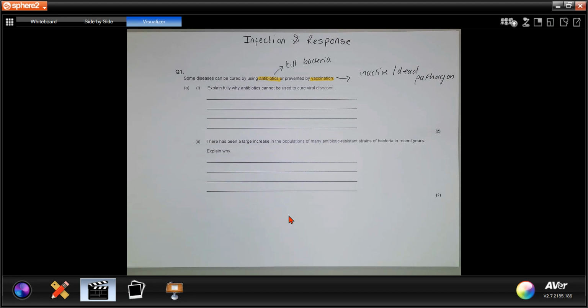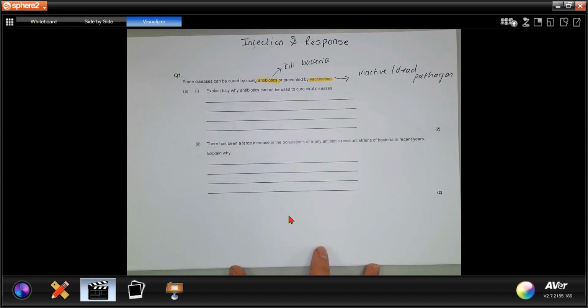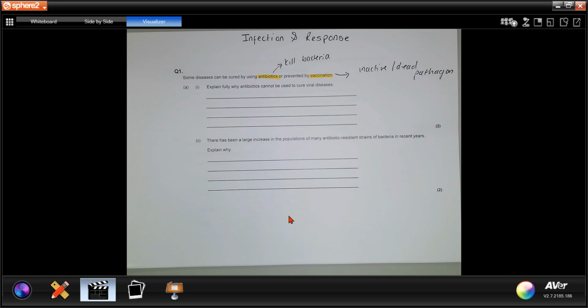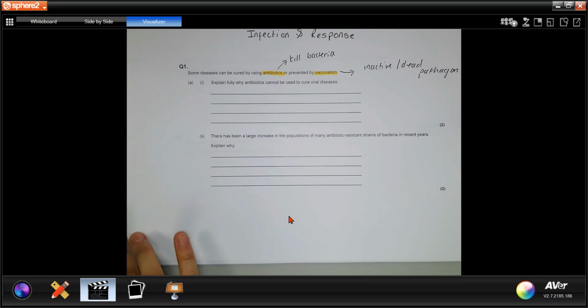So question 1: some diseases can be cured using antibiotics and prevented by a vaccination. So antibiotics we know are drugs that are used to kill bacteria, and vaccination we know is the introduction of an inactive or a dead pathogen which is still presenting the same antigen, will therefore be recognized by those antibodies and then trigger an immune response.